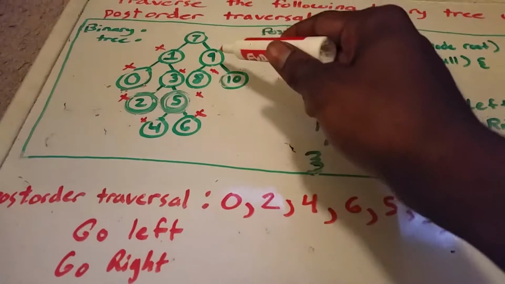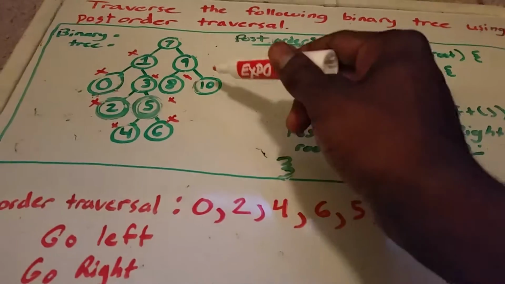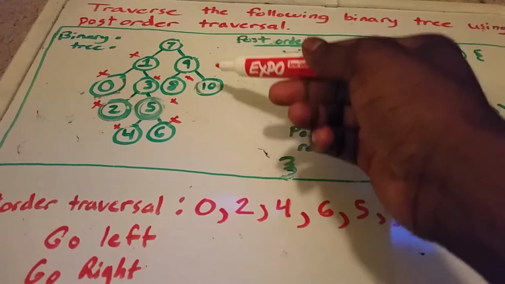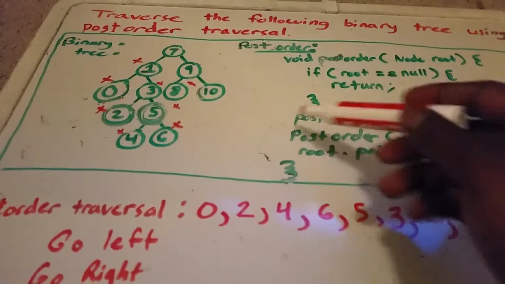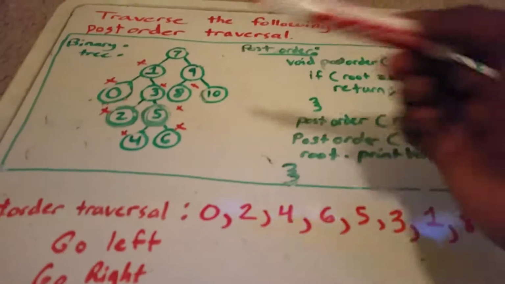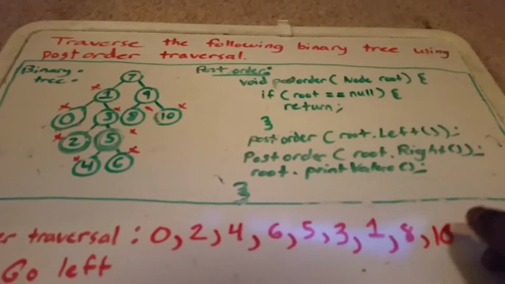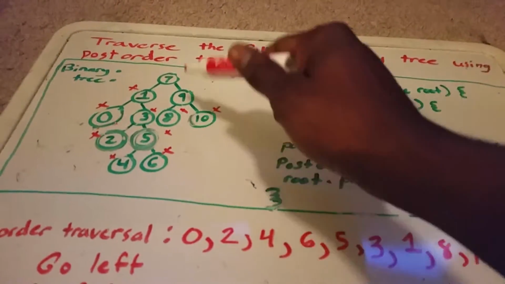And now we return back to 9, and we went left on 9, so now we're going to go right on 9, and we get to 10. 10 is not a null value. We go to the left, it's null. Come back up to 10. We go right, it's a null value. We come back up to 10 again. Now we print 10. Okay, so now we're done with the node 10. So we go back to 9.